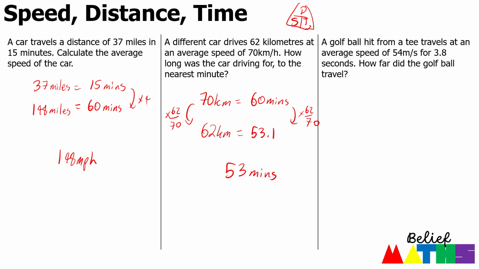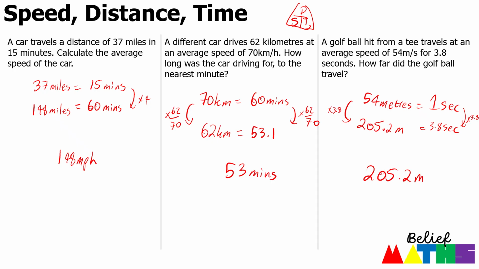Third one then, a golf ball is hit from the tee and travels at an average speed of 54 meters per second. So that's 54 meters in 1 second. And it travels for 3.8 seconds. How far did the ball travel? Well, we can quickly see here, well, we've just timesed by 3.8. So do the same on the other side, times by 3.8. 54 times 3.8 gives you a distance of 205.2 meters. So again, setting them up like that, as an equivalence, helps make your life a little bit easier.